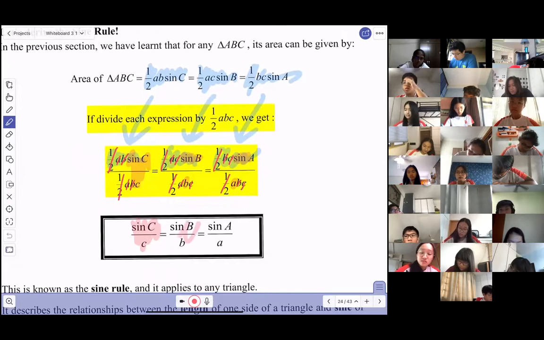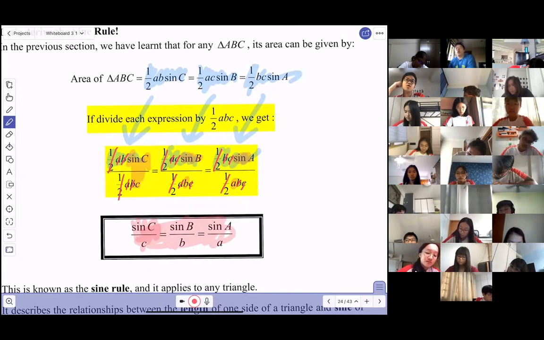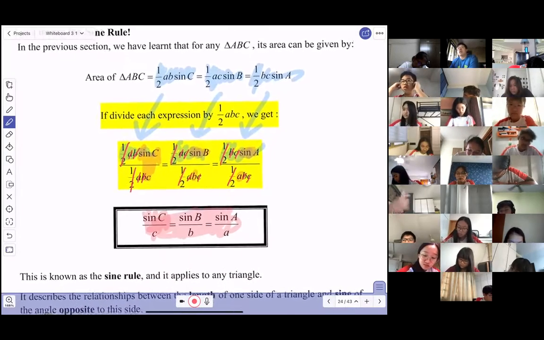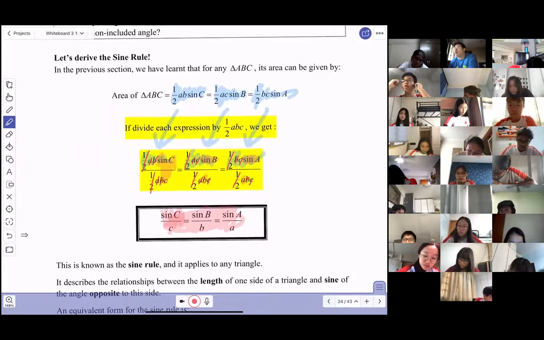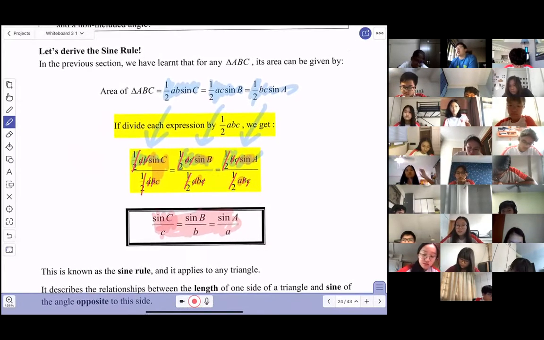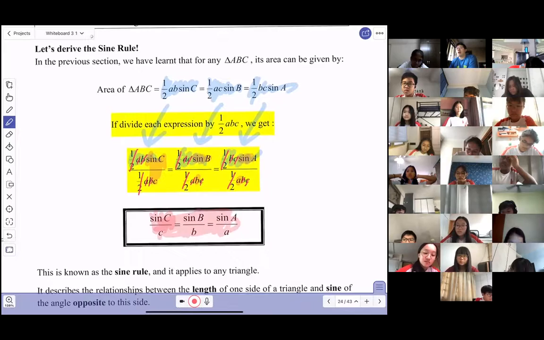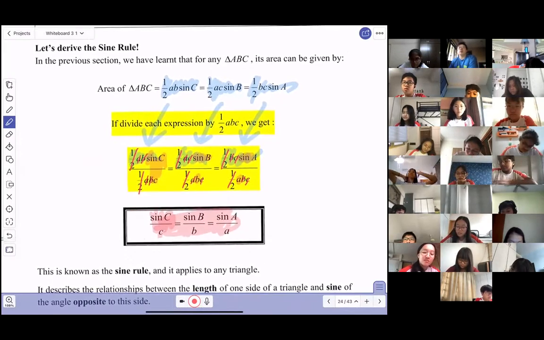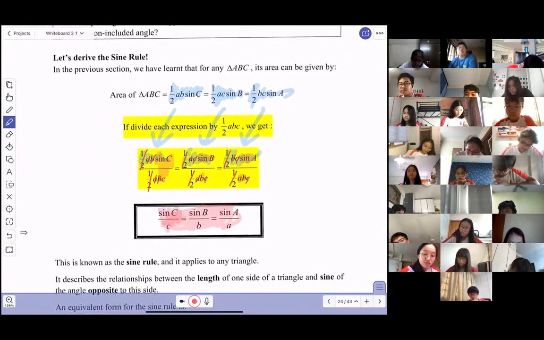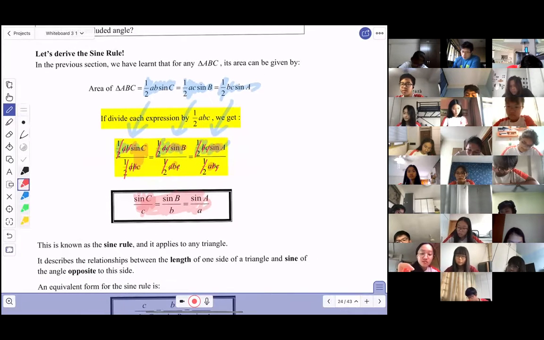Now this one is in your formula list as well. If you check the O level E math formula list, it's also inside. So this is called the sine rule. If people ask you what you learned today, there's a name for this. It's called the sine rule. Very simple, and yet a very useful formula.